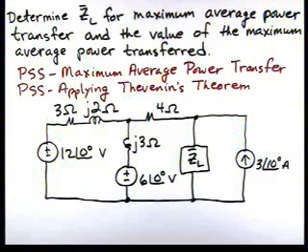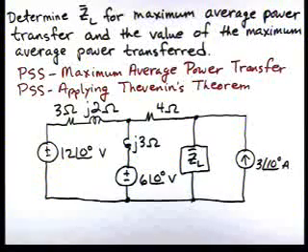Okay, in this problem we're asked to determine ZL for maximum average power transfer and the value of the maximum average power transferred. We're going to rely on two problem solving strategies. One is the maximum average power transfer, and the second one is applying Thevenin's theorem.